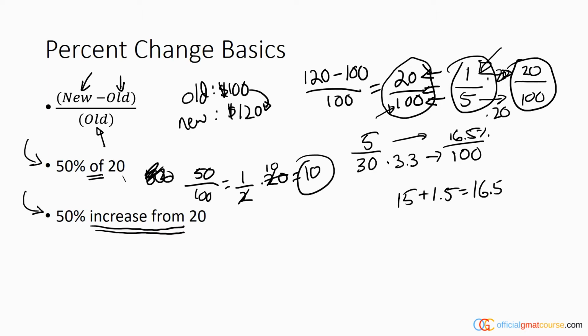But a 50% increase from 20 is the same as taking 20 and adding 50% on top of it, which, as we've just shown, 50% of 20 is equal to 10. So a 50% increase from 20 would leave us at a total of 30. But 50% of 20 is equal to 10. So I just wanted to talk about the nuance of that wording so that you feel comfortable if you see those, which of the two you're dealing with and how to approach it.